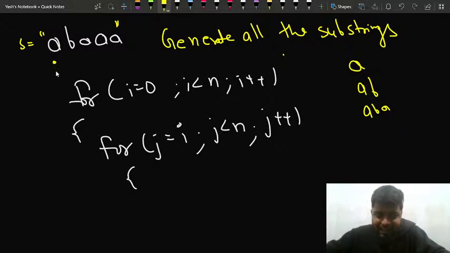Basically, you keep i here and then you keep j here. So this is A. Then you move your j to here, i is fixed, so AB. Then you move j here, so this is ABA. Then you move j here, so this is ABA, right? Like this. I hope that this much part is clear, right?